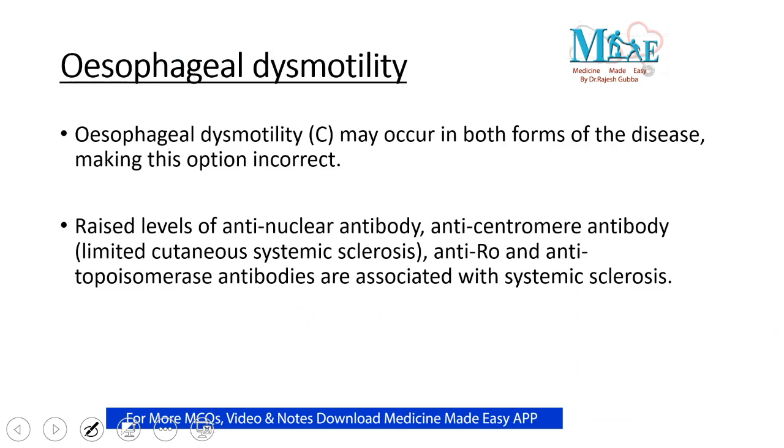Next, coming to the antibodies in patients with scleroderma. In scleroderma, there will be raised levels of anti-nuclear antibody, anti-centromere antibody, anti-Rho and anti-topoisomerase antibody. But the one which is specific to limited cutaneous systemic sclerosis will be anti-centromere antibody, and the ones specific to diffuse will be anti-Rho and anti-topoisomerase antibodies. So this is the option related to antibodies.